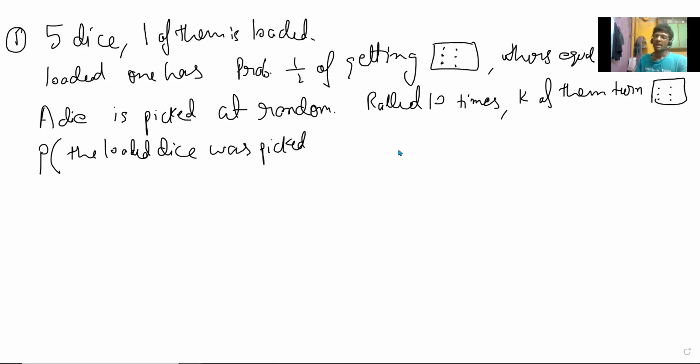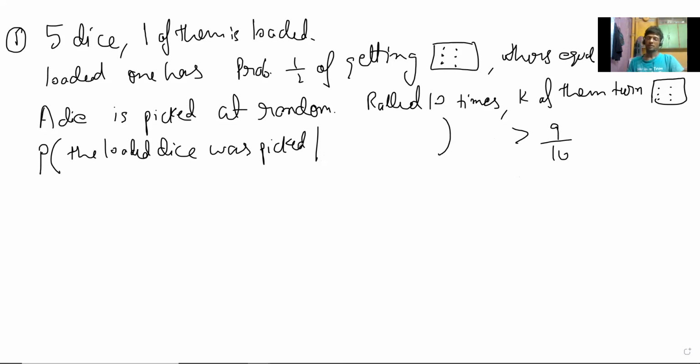But that's the same question, try to see. So the question is how many times should six come up for him to be at least 90% sure that the die was loaded. So there it's given that the probability that the loaded die was picked is more than 9/10, and you want to find out how many times you want to get the six.